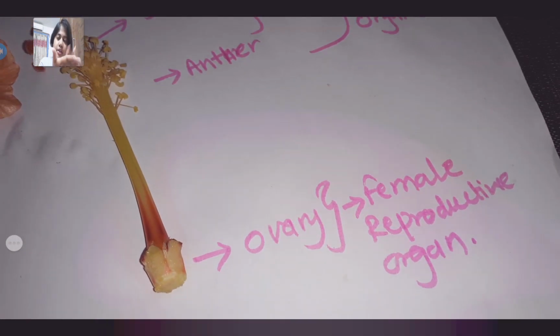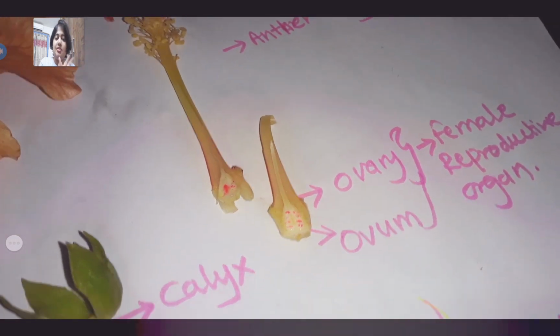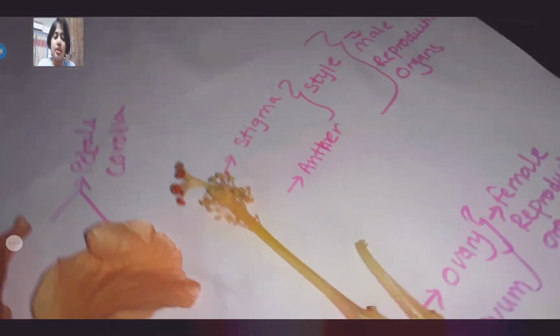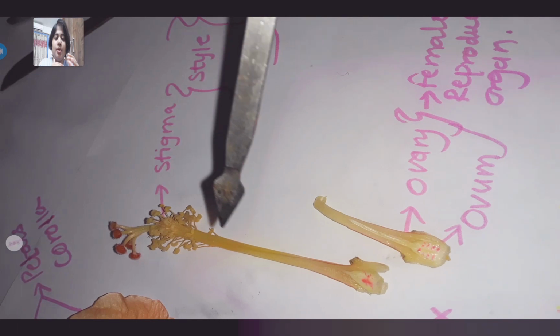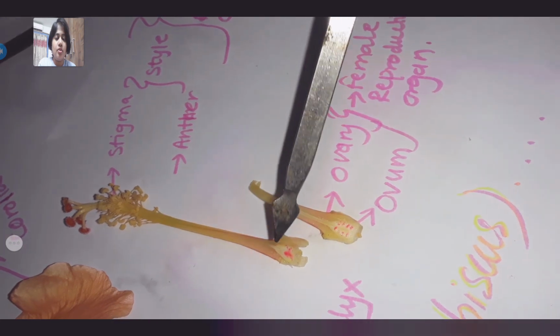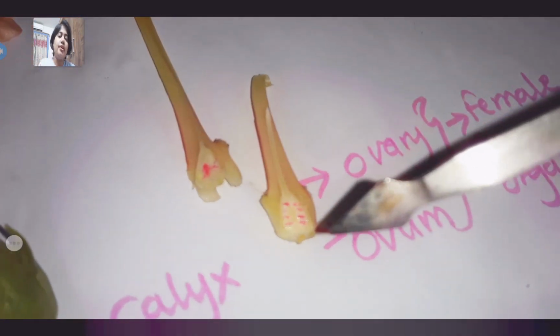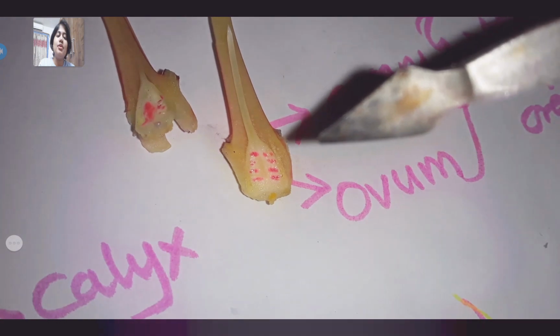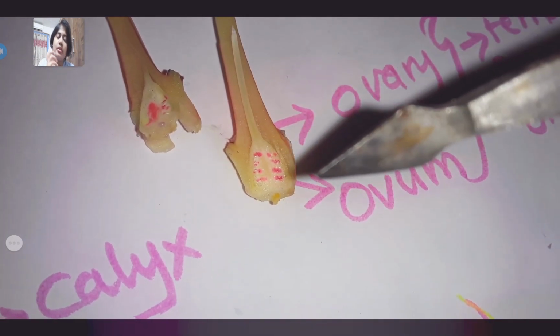Let me just cut this and you will be able to see. Here it is. As you can see, this is the cut part of the ovary. This is the vertical section. The ovary contains ovum in it, and the ovum is nothing but the eggs.